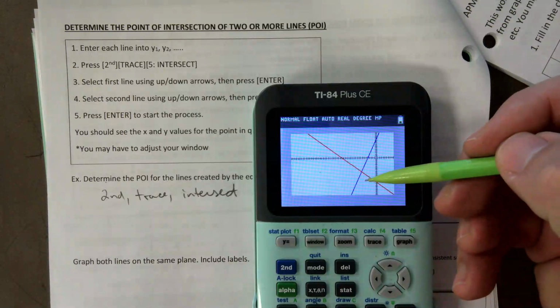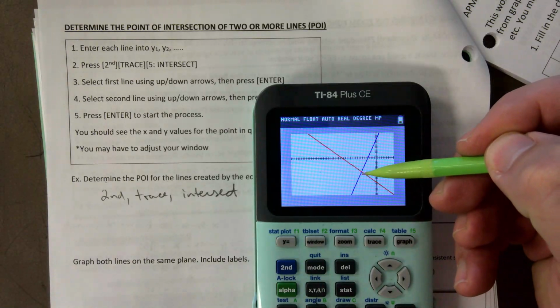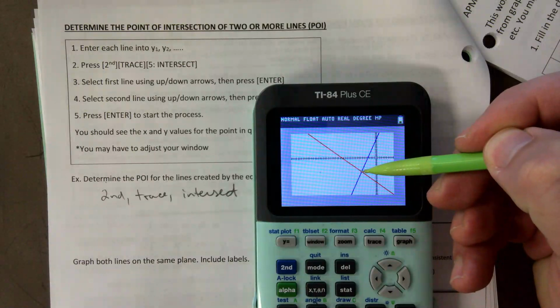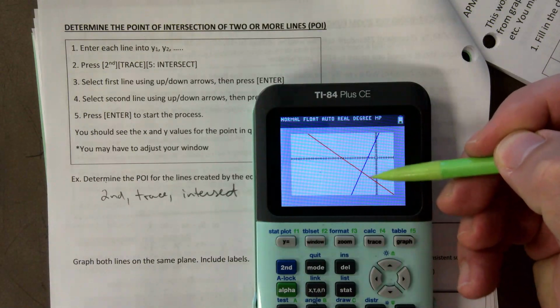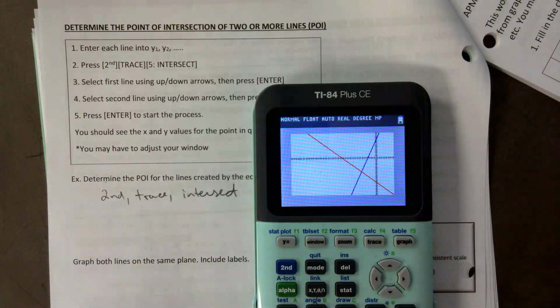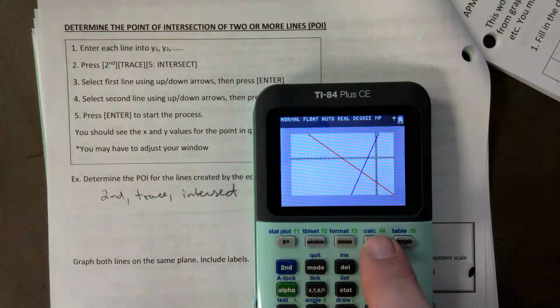So this is the point of intersection between the two lines. Okay, so let's go ahead and find it. In this case, because you only have two, you're not going to have to bother with the up and down arrow. But I'll show you that anyway. So second trace 5.